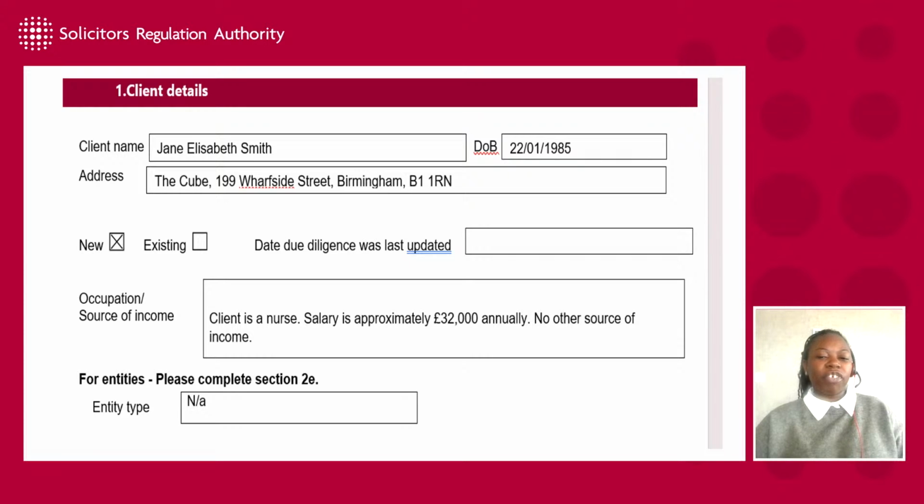It might sound like an obvious thing, but we have seen matters where the firm has been instructed by an individual on behalf of a company, but due diligence is completed on the individual and not the company who is actually the client.